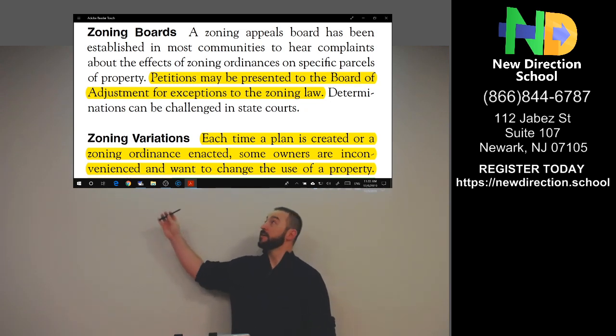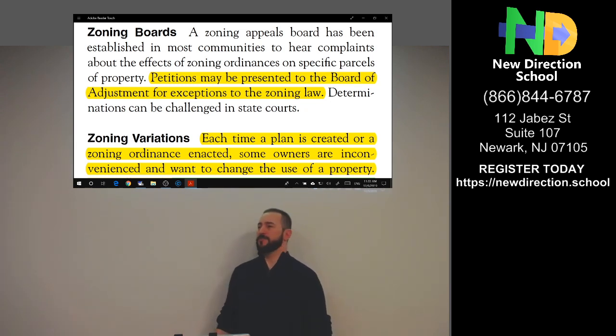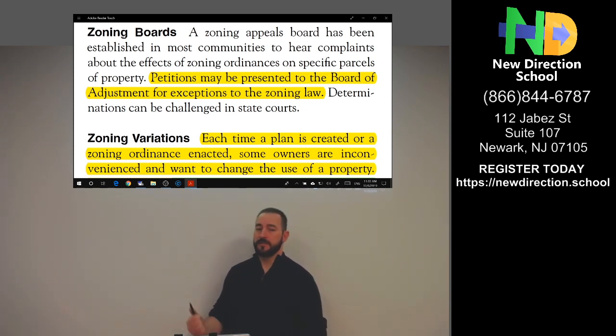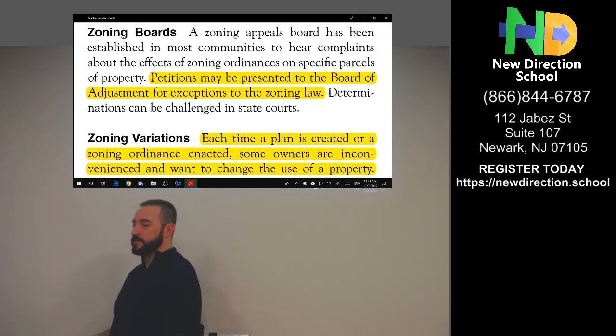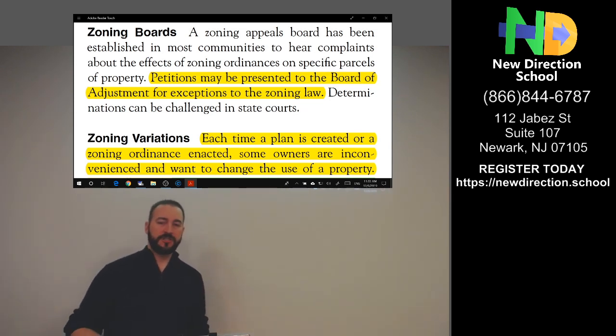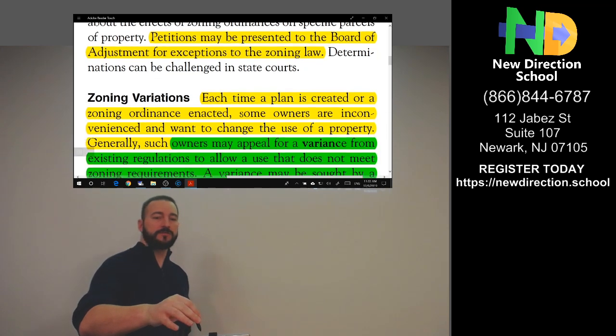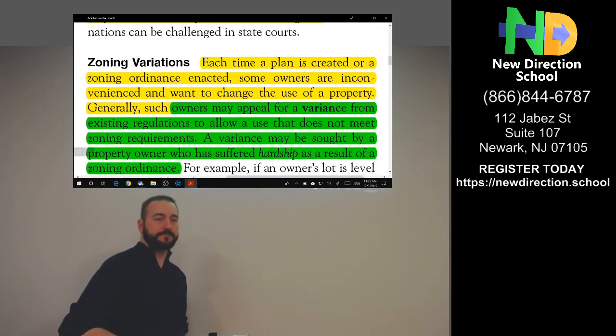Okay. Now, zoning board. You guys remember when we talked about taxes, that if you're not happy with taxes, you could appeal, right? Instead of the taxation board, you can go to the zoning board and file a petition to change the zoning for your property, all right? This must be presented to the Board of Adjustments for exceptions to the zoning law. And these petitions are called zoning variances.